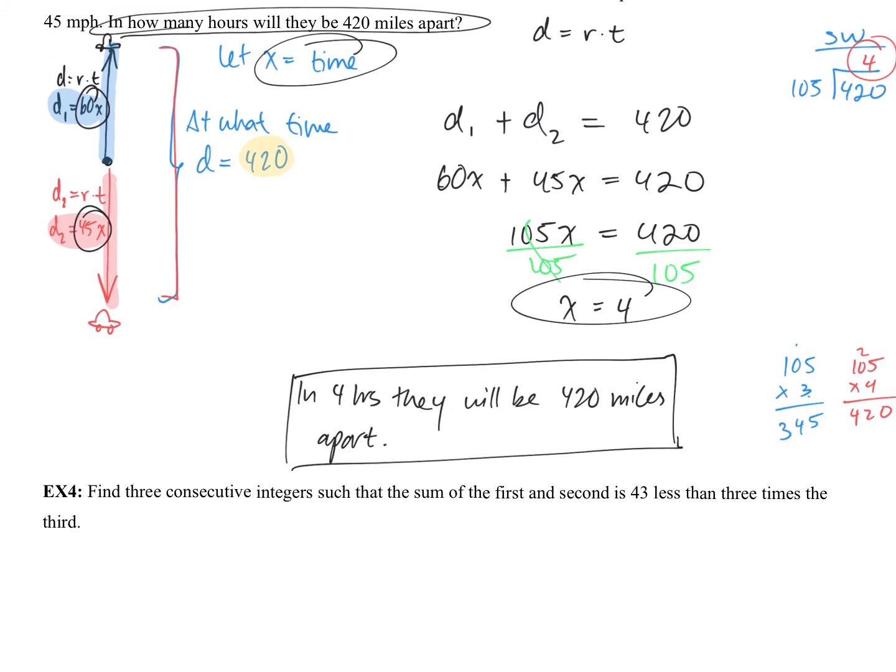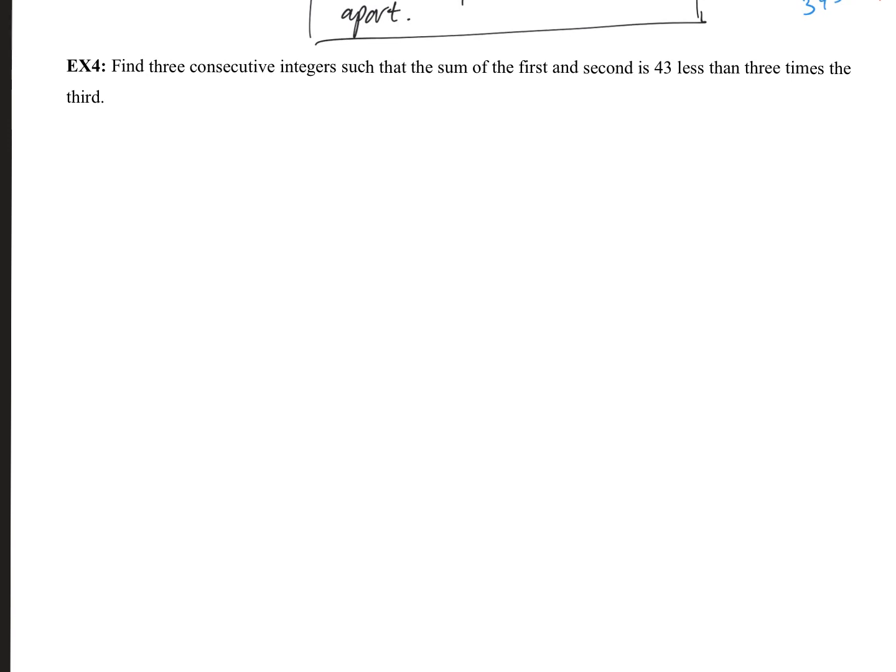Okay, let's take a look at the next example, which I believe is the last example for this section. Example 4. Find 3 consecutive integers such that the sum of the first and the second is 43 less than 3 times the third. Whoa, some odd information there. But let's pause and think about what we're talking about. We're talking about 3 consecutive integers.